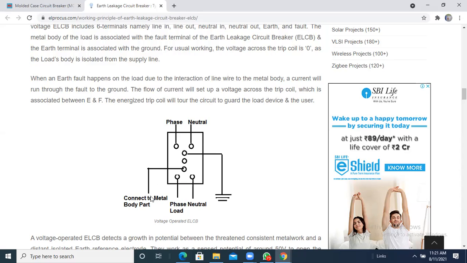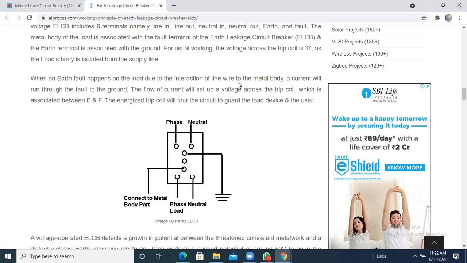Suppose there is high impedance here, then there is a potential difference. See here, one circle is given in between the earth and the fault. This is the ELCB. They will place the ELCB. This earth point is connected to ground, and this fault point is connected to the metallic part. If there is any potential difference, then the ELCB will operate.